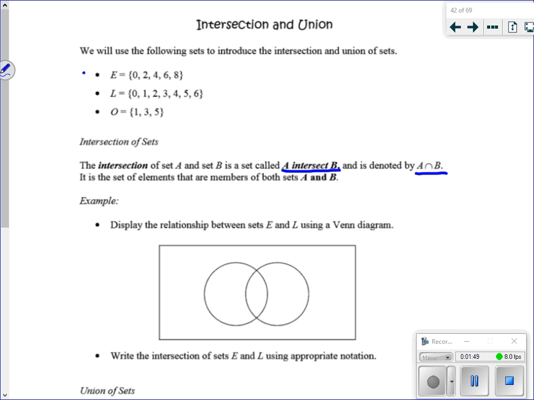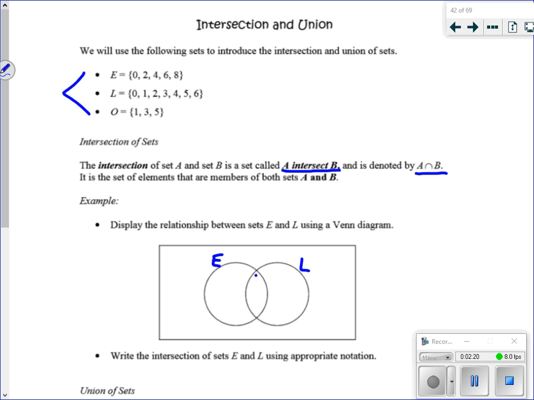So if we were going to display the relationship between the three sets that we were given right here, E, L, and O, on this Venn diagram, we would have to label one of our circles as E. And remember, it denotes a set, so it needs to be an uppercase E. This is set L, uppercase L. And we have to look and see which elements belong in the intersection of set E and set L. In other words, what elements are in both E and L.